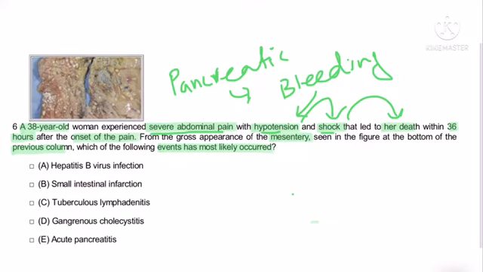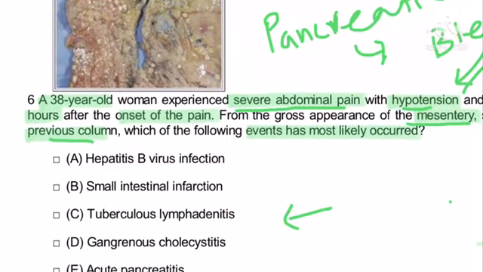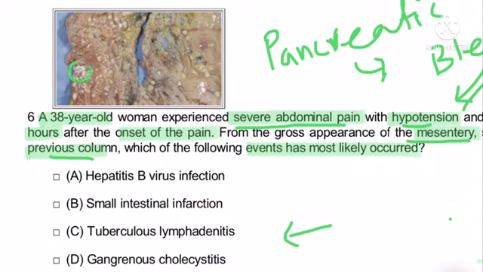They gave us the gross appearance of the mesentery, and they're asking where else we can see such changes. Now I'll show you that this is the mesentery, and these white areas are a type of fat necrosis. So two things can be: number one, calcification; number two, fat necrosis.